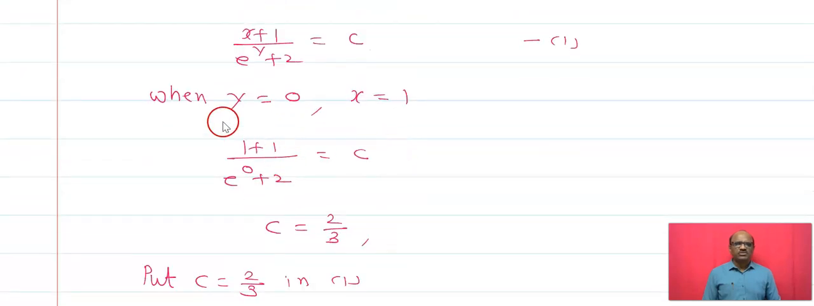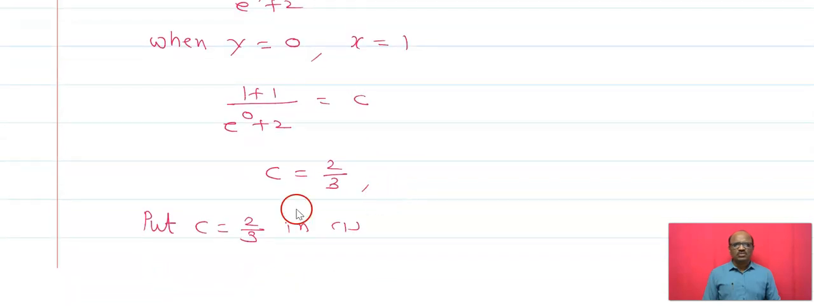Now the particular solution, that is y equals 0, x equals 1, put here. Then you will get x is 1, 1 plus 1, e raised to 0 is 1, 1 plus 2, that is 3. That is 2 upon 3, the value of c is 2 upon 3.